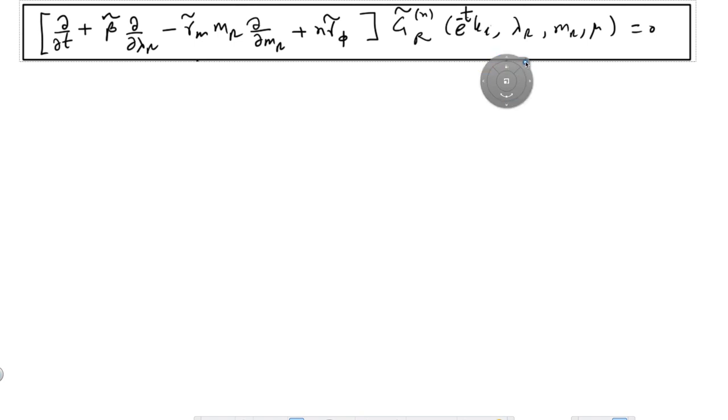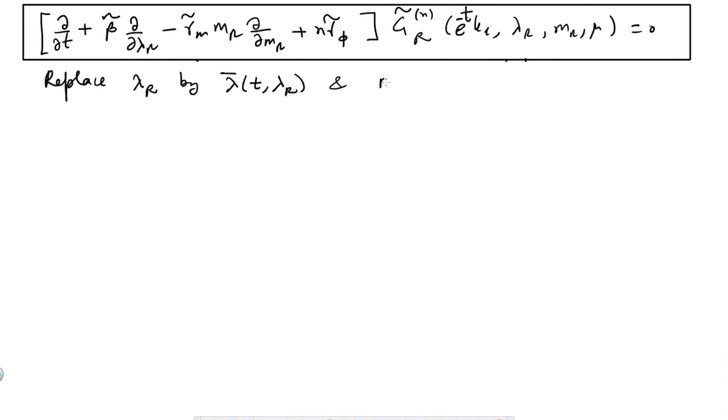Okay, so it's here again. And what I should do is replace lambda r by lambda bar of t lambda r, and mr by m bar of t lambda r. Okay, so I'll make this replacement of renormalized coupling and renormalized mass by effective coupling and effective mass, or running coupling and running mass.